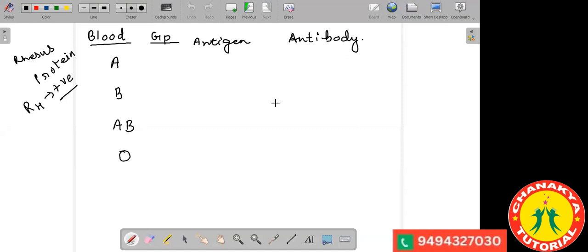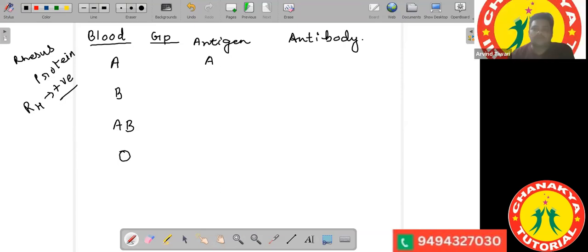So we were discussing the blood groups: A, B, AB, and O. Blood group A has antigen A. Blood group B has antigen B. Blood group AB has both antigen A and B. Blood group O does not have any antigen. No antigens are present in blood group O.